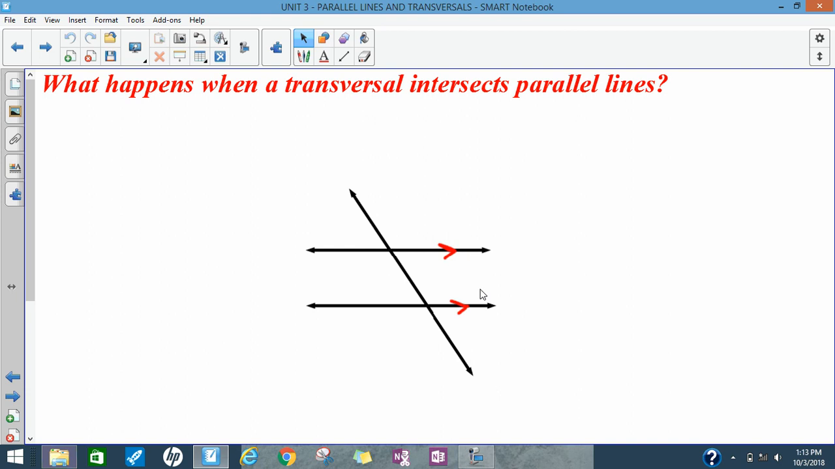Sometimes we'll put two arrows on each. If we have a couple sets of parallel lines, that's how we'll differentiate between which two lines are parallel. But when you see arrows like these two red arrows, that means that those two lines are parallel. And so when I have two or more parallel lines intersected by a transversal, I get two specific angle measures formed.